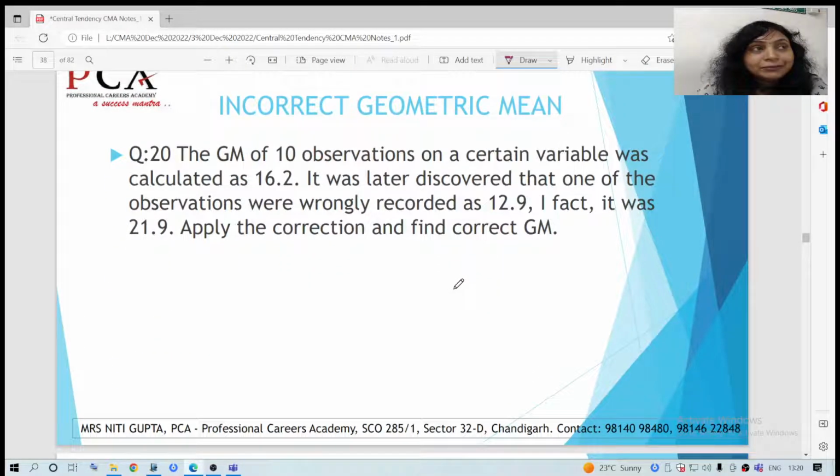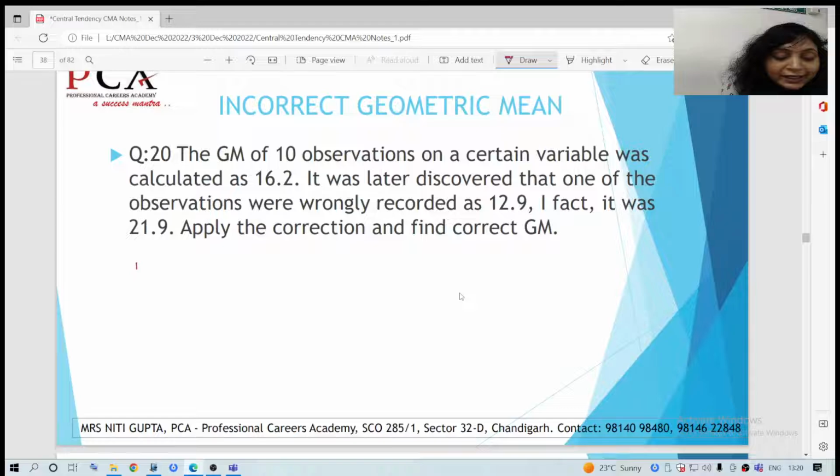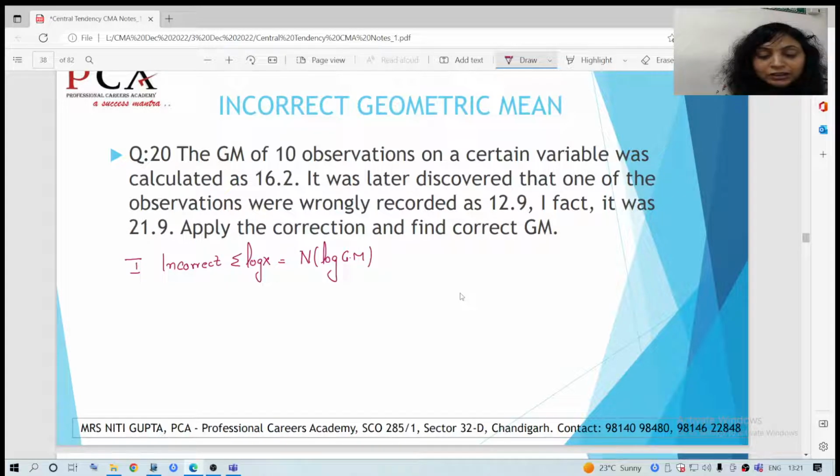The next concept we have discussed is correcting incorrect value of geometric mean. Like we have committed certain mistakes while computing geometric mean, so now we have to rectify the mistake. I have already explained you have to follow 3 steps. The first step is find out incorrect summation log x. For incorrect summation log x, you have to multiply number of items with log of geometric mean. So n into log of geometric mean.